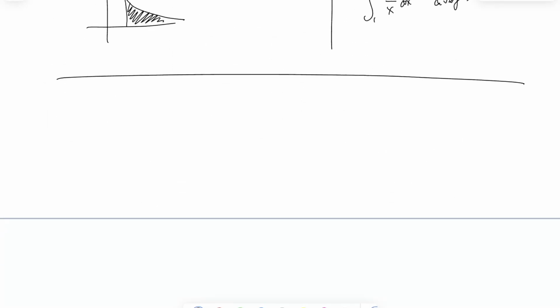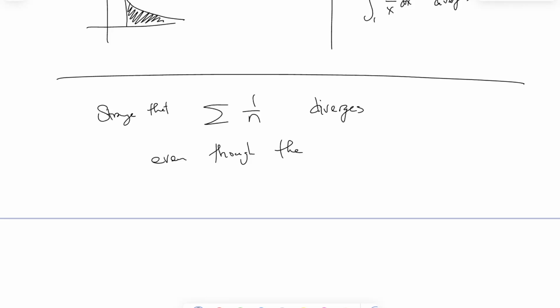So I will just say it again. It's strange that the sum of 1 over n diverges, even though the terms go to 0. The individual terms, as n goes to infinity, go to 0. But that doesn't mean the sum converges. The sum still diverges, all right? So this is a little strange, even though the terms go to 0.